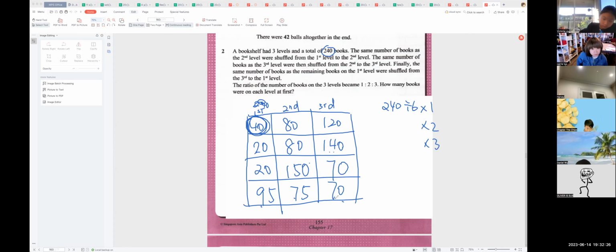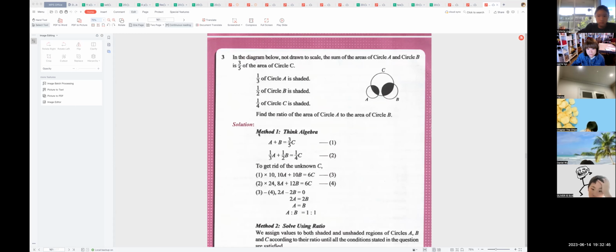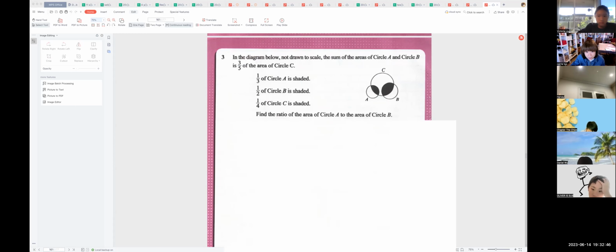Okay, so let's take a look at this one. So let's take a look at this one in the diagram below. In the diagram below, not draw to scale. 说明它不一定是准的，对不对？Okay, the sum of the area of circle A and circle B is 3/5 of the area of circle C. 1/3 of the circle A is shaded, half of the circle B is shaded, and 1/4 circle C is shaded. Find the ratio of the area of circle A to the area of circle B.